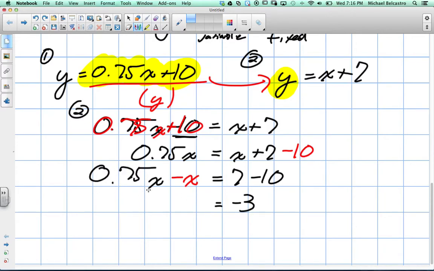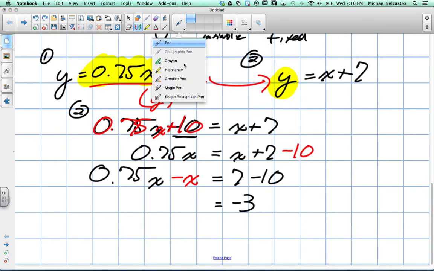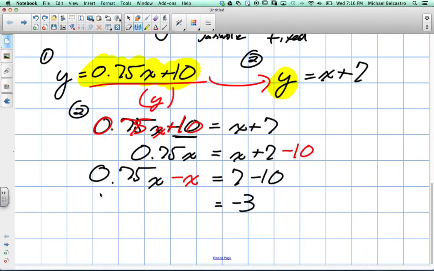Here, 0.75 minus x minus x. What are we looking at here? When we subtract variables, what do we focus on? Do you know what they're called? The number that's attached to the front?